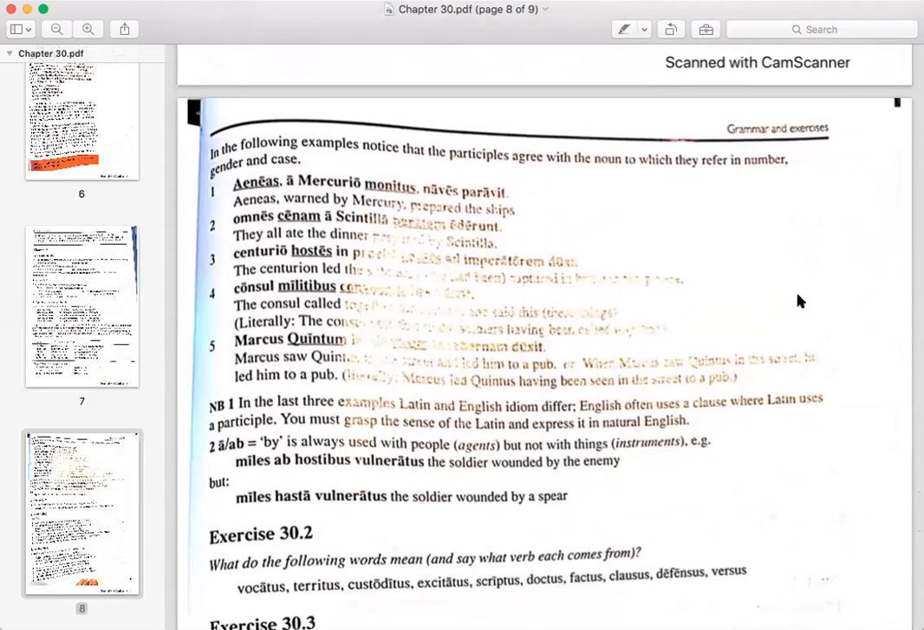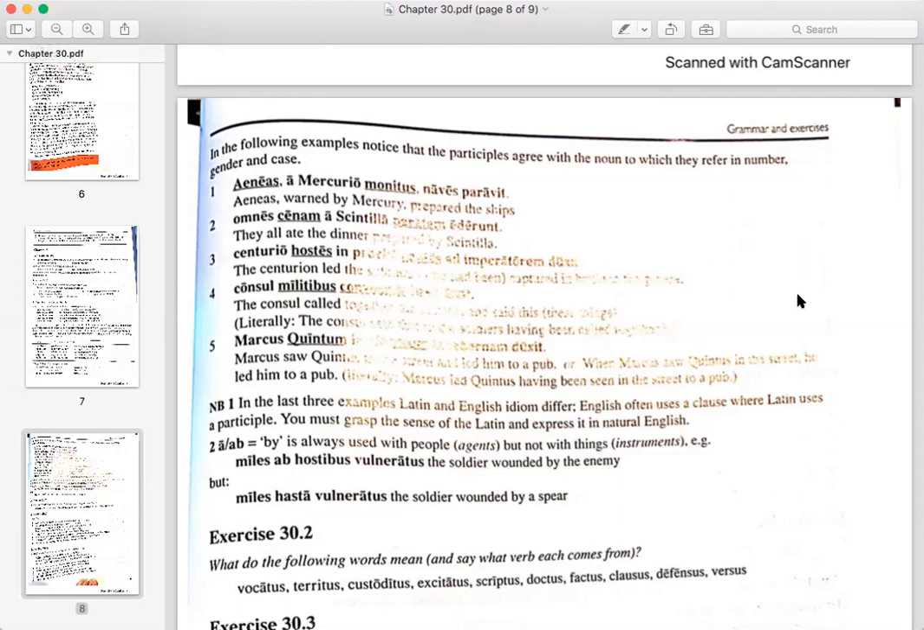So number 1, Aeneas, having been warned by Mercury, prepared the ships. So having been warned is going to be the literal translation for doing a perfect passive participle. Dr. Cape will probably want you to do that for a while. I know that's just how my brain does it. If you want to leave off that having been whatever to make more sense to you, that is fine. Just indicate the perfectness by still retaining the ed. So you could say just Aeneas, warned by Mercury, prepared the ships, and that is fine.